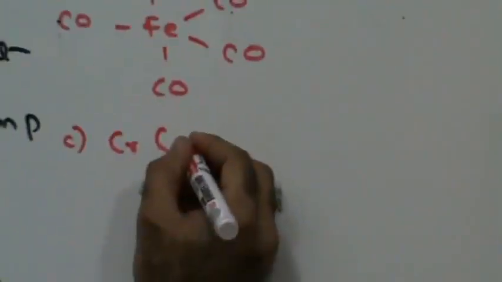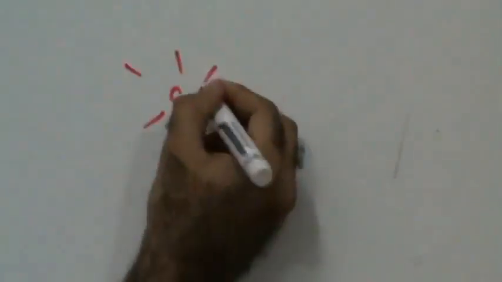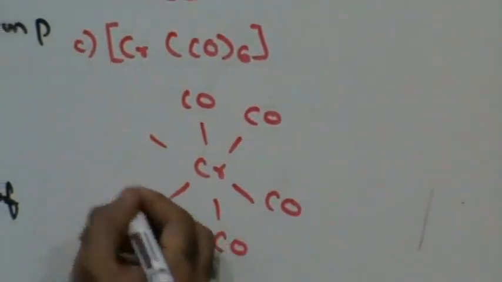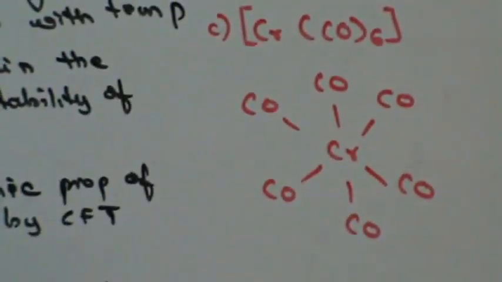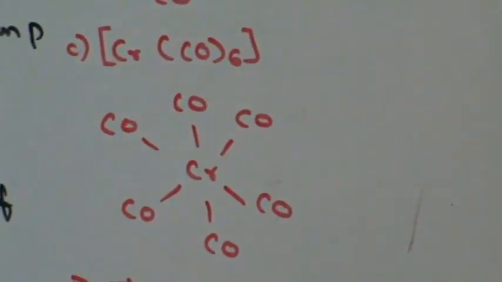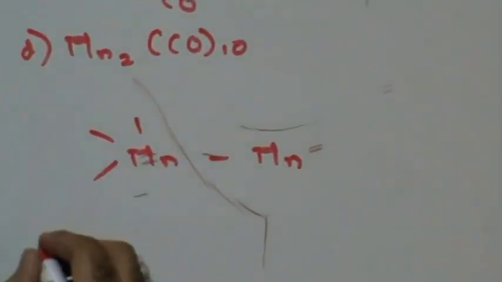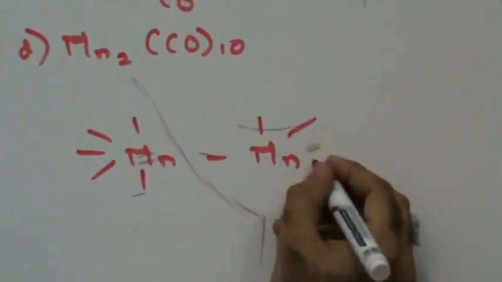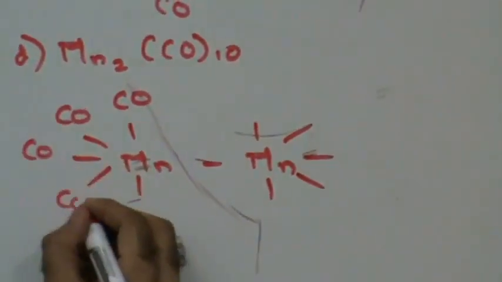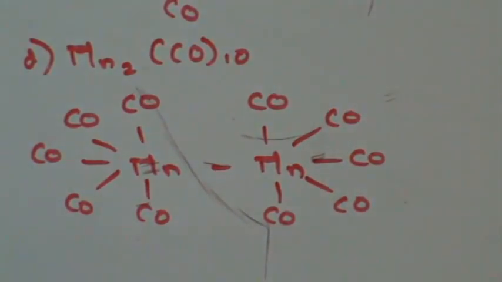Suppose I have chromium hexacarbonyl: chromium with 1, 2, 3, 4, 5, 6 carbonyl groups. This is how it is going to be. Now let's consider an example of a polynuclear carbonyl, Mn2CO10. Between Mn and Mn there's going to be a straight sigma bond. Each Mn will have 1, 2, 3, 4, 5 carbonyl groups. Between Mn and Mn there's a sigma bond. Between Mn and carbonyl there's a sigma bond. And between the carbonyl atoms there is a pi bond, right?